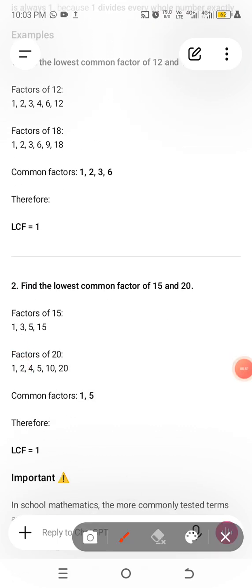So if they ask you to find the lowest common factor of 15 and 20, here you see that the factors of 15 are 1, 3, 5, and 15 itself. The factors of 20 are 1, 2, 5, 10, and 20 itself. You find the numbers that match in both of them: 1 and 5. So the common factors are 1 and 5. If they ask you to find the lowest common factor, LCF, that is 1. Do you understand?